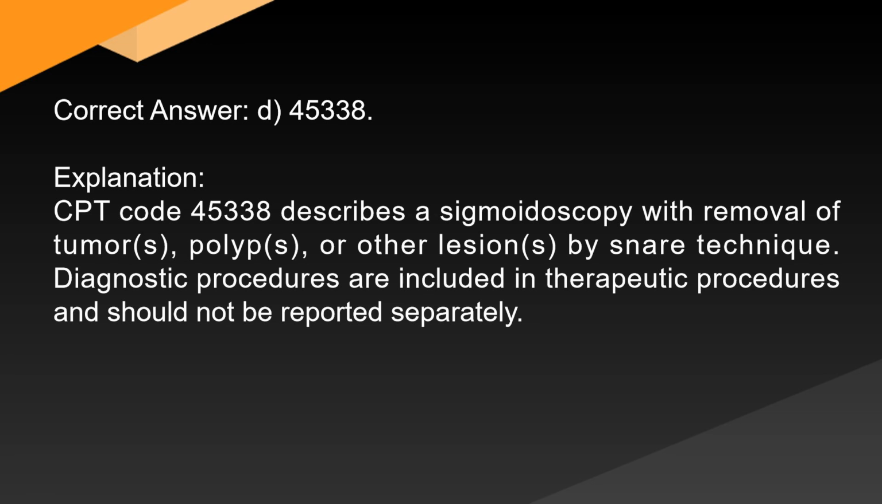45338. Explanation. CPT code 45338 describes a sigmoidoscopy with removal of tumor(s), polyp(s), or other lesion(s), by snare technique. Diagnostic procedures are included in therapeutic procedures and should not be reported separately.